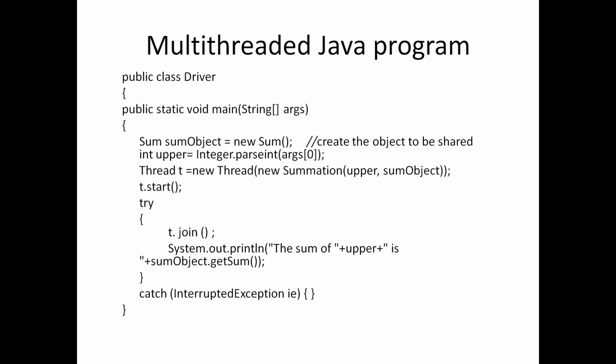Next is the driver class. In the driver class, this is the main class, and we have the object named sum object equal to new sum. This is to create the object. We are creating an object here, and the name of the object is sum object.